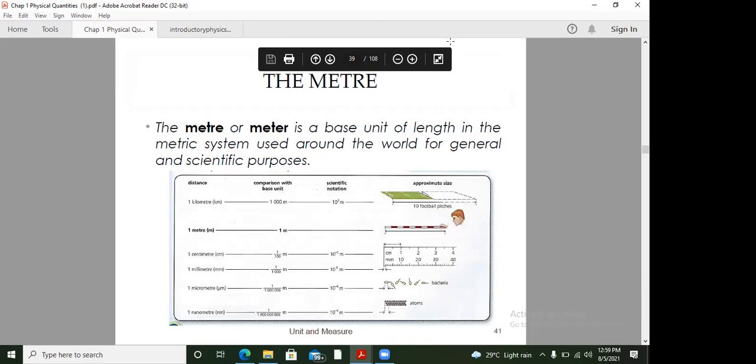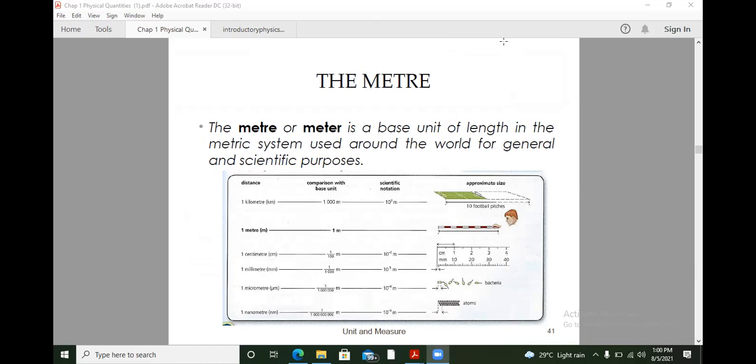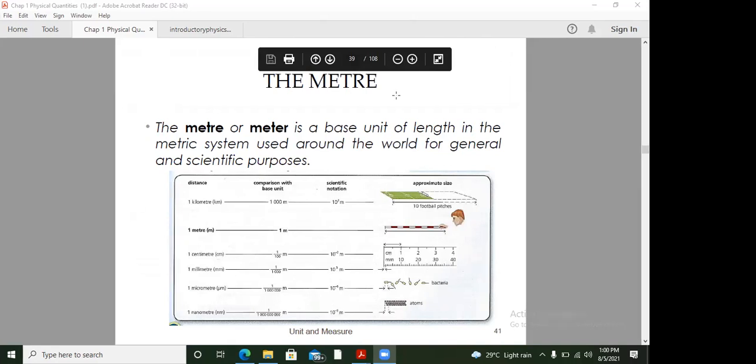Yes, Ali, Heba, Khizar, Mustafa, Arif. Yes, miss. Got it? Yes, miss. Okay, so we are going to end our lecture because the time is up.